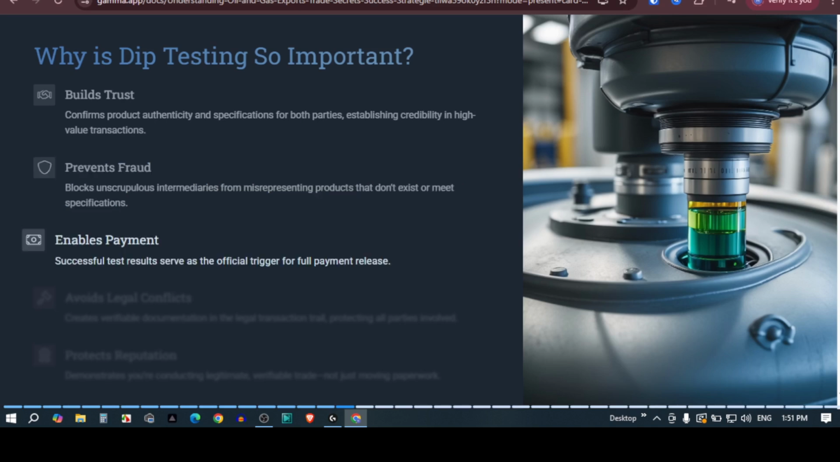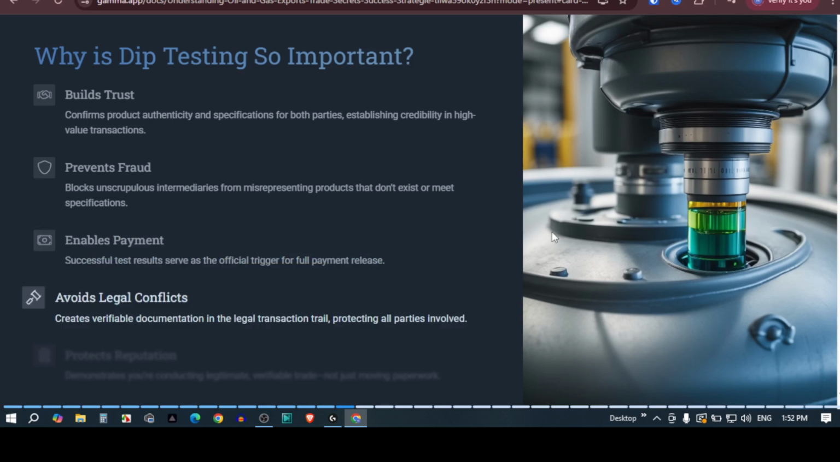It enables payments. The result of the dip test acts as the trigger for full payment. Buyers won't release funds unless the product passes this critical inspection, and sellers shouldn't expect payment without proving the product's condition.